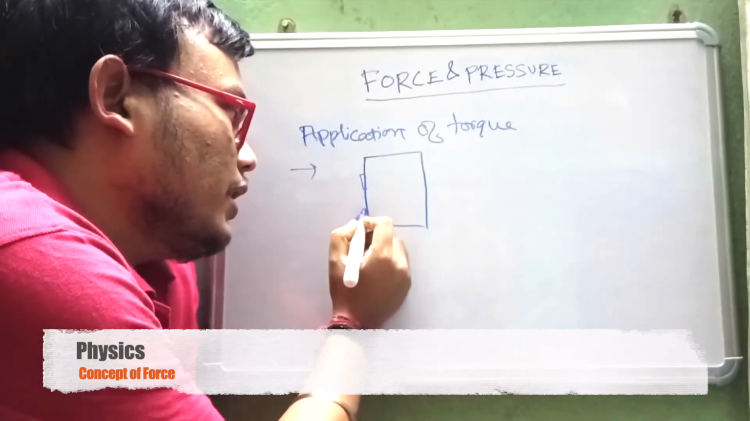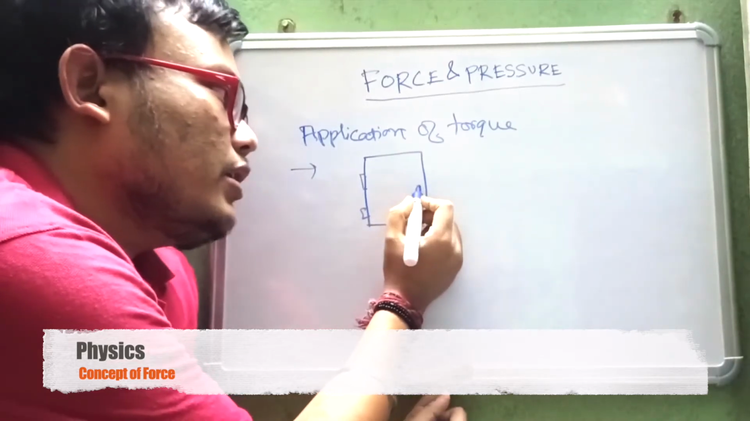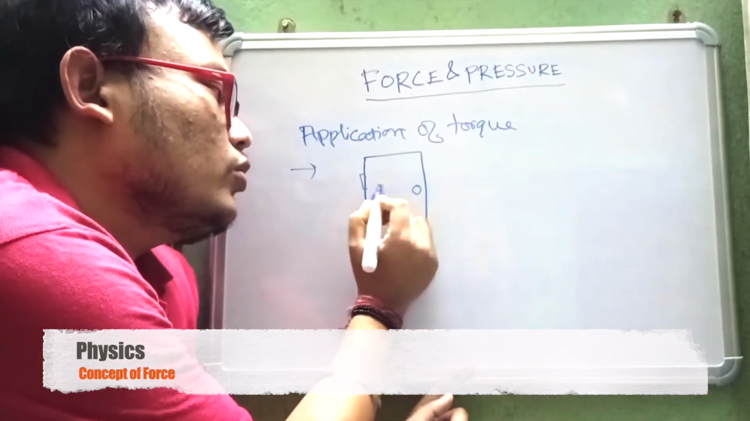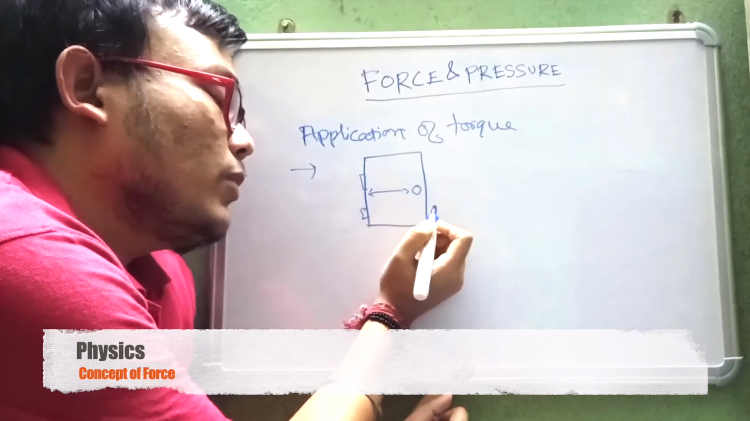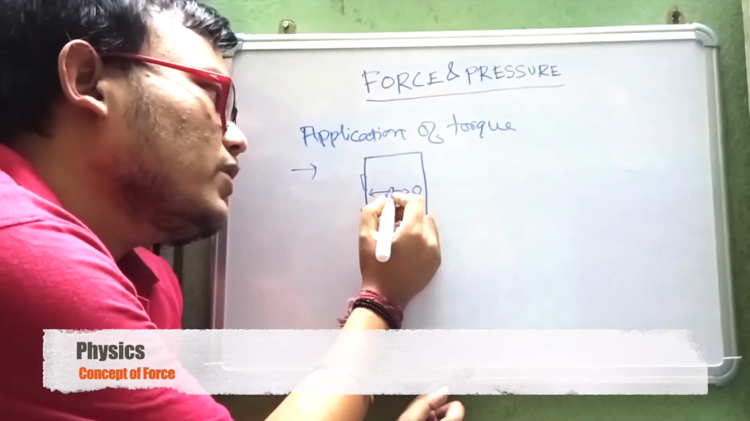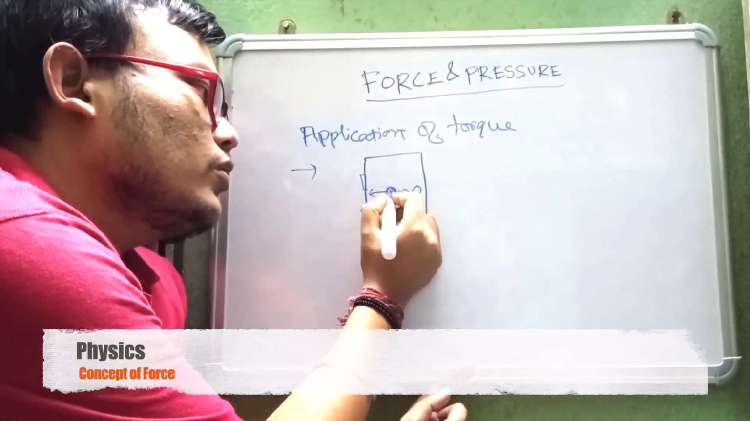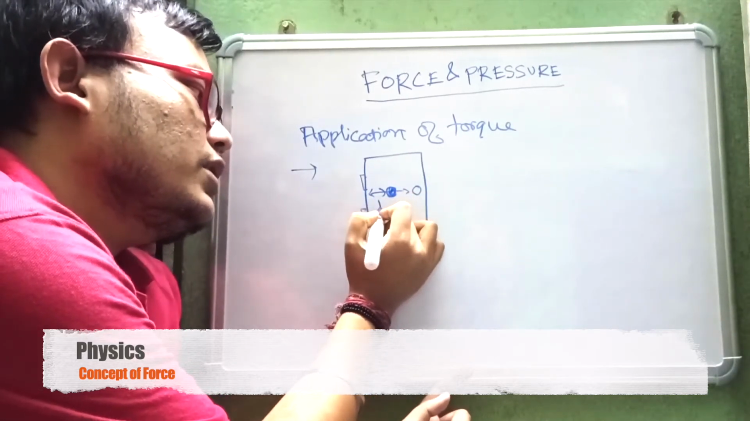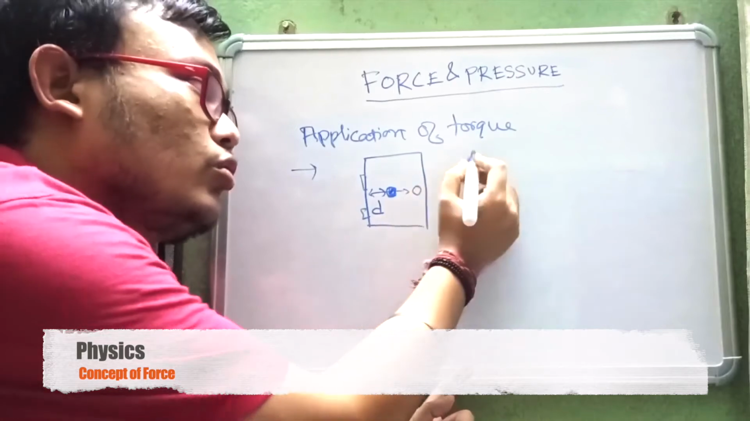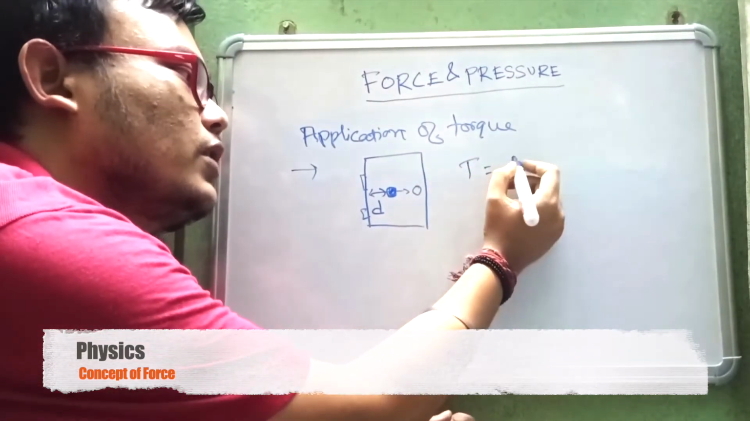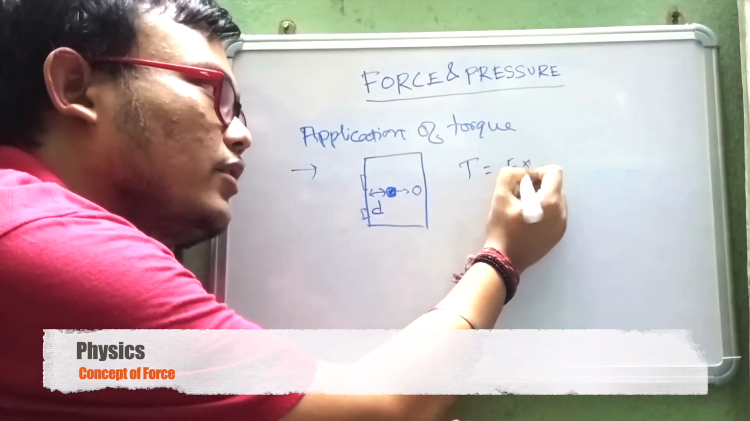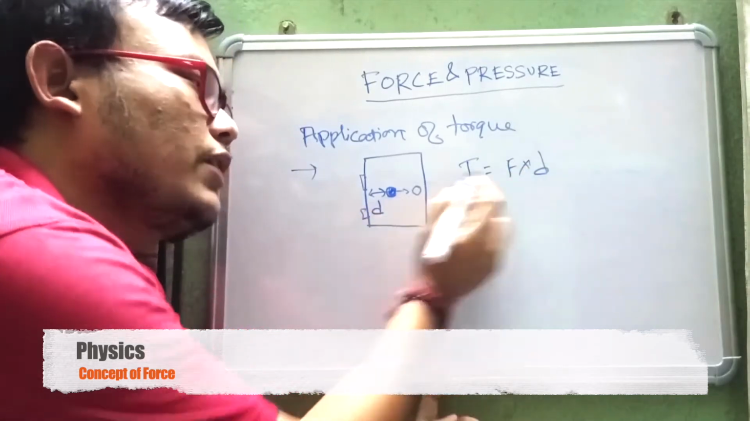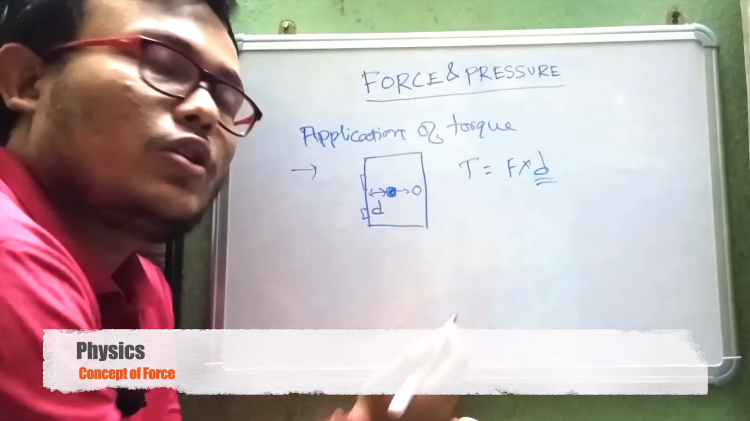Now these are the hinges. If we locate the knob here, the perpendicular distance will be more. However, if the knob is located midway, the perpendicular distance d decreases, and we know that torque is a product of the magnitude of force and the distance. So if distance decreases, the torque will also decrease.